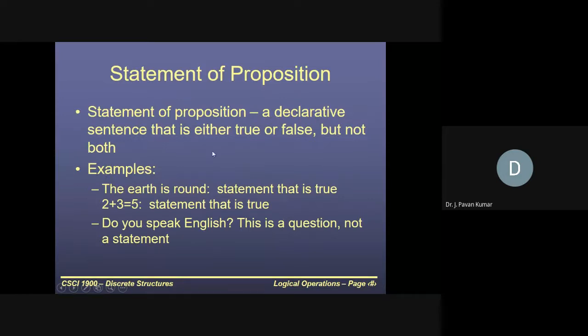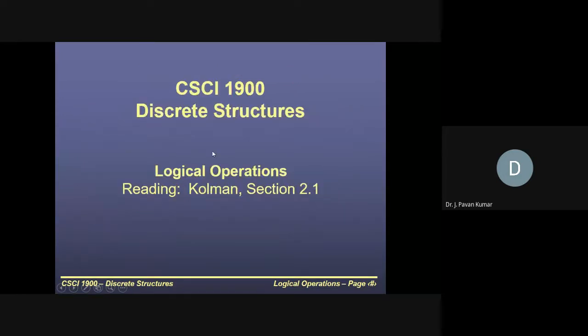Today we'll see about logical operations. Before going to see what the logical operations are, first of all, we need to know what is meant by a statement. Okay, how can we define a statement.